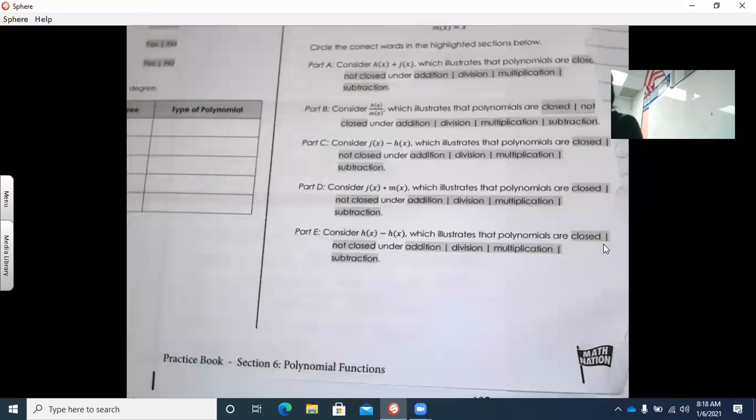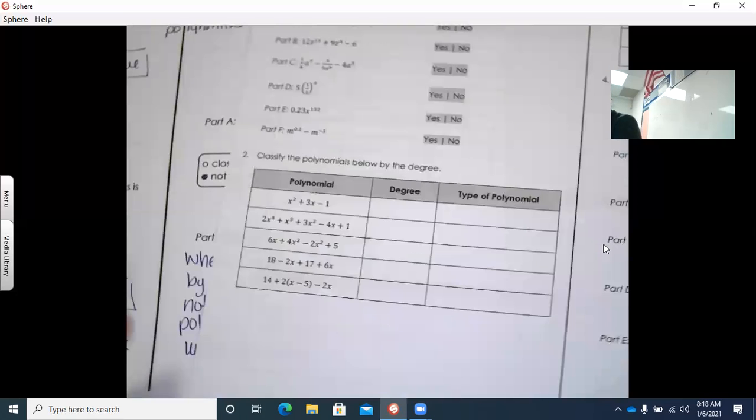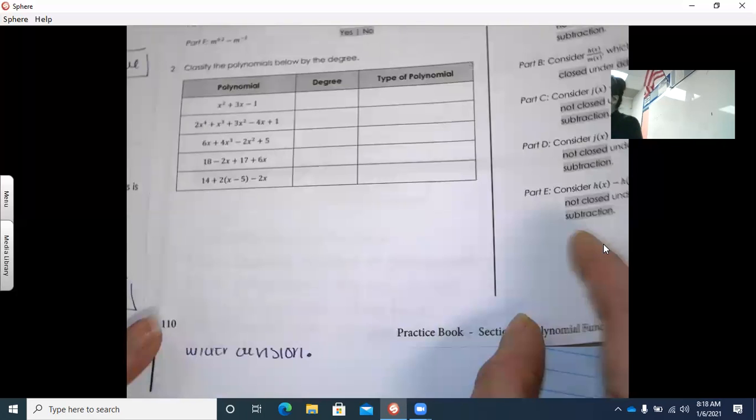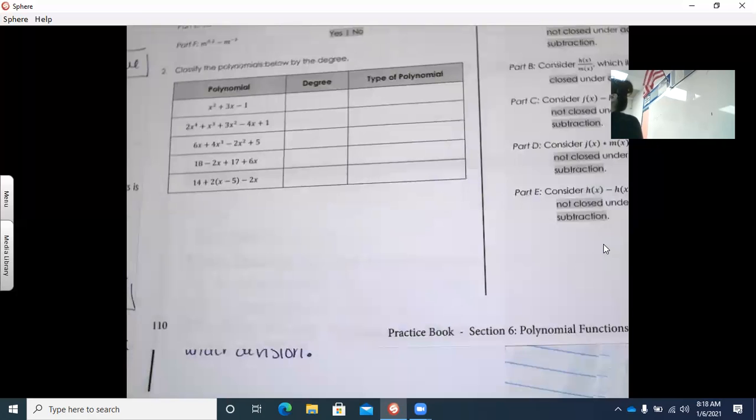So now you can tear this out of that practice book. It's page 110. You're not to have your phone out until this is completed and turned in. Please make sure your name is on the top, your name, first period, and I will come around and collect your books.